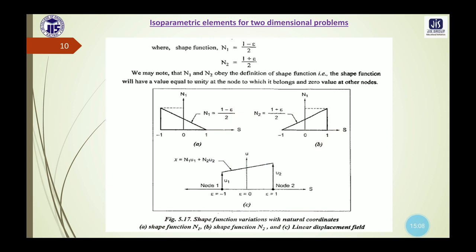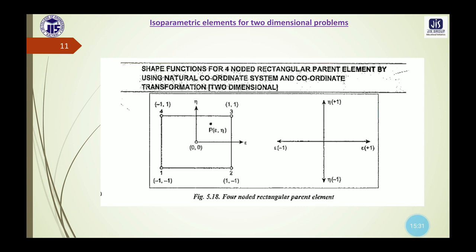And the linear displacement field, that means for this bar element corresponding to node 1 and node 2, we can see that epsilon is -1 at node 1 where the displacement is u1, and epsilon is 1 at node 2 where the displacement is u2. So these are the formulas for the shape function corresponding to a bar element in this isoparametric formulation.